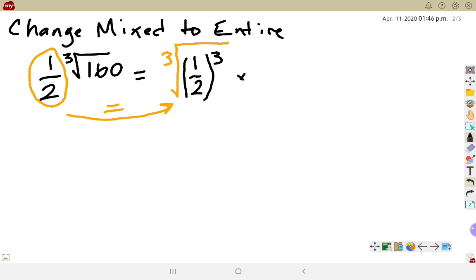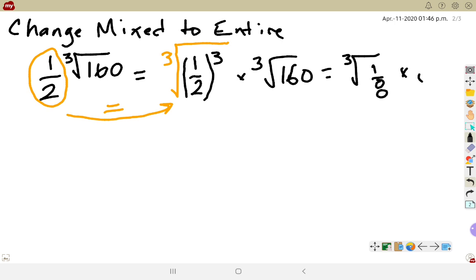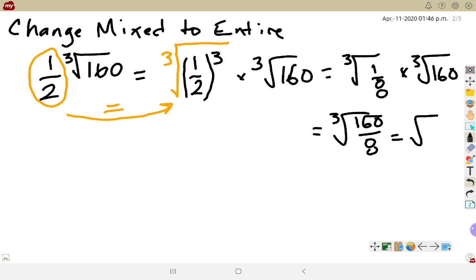And then I'm still multiplying by the cubed root of 160. So that gives me now the cubed root of, and 1/2 cubed is the same thing as 1/8. So I get the cubed root of 1/8 times the cubed root of 160. And that's going to be the cubed root of 160/8, which is really the cubed root of 20. Okay, do another one, different index.